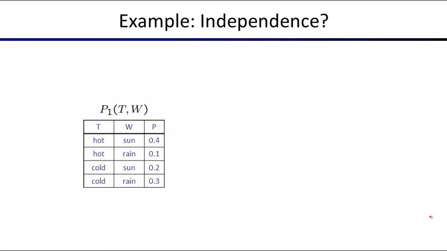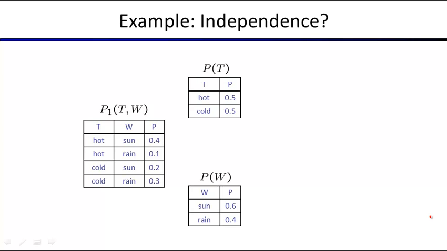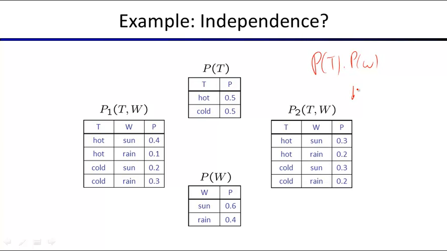Well, one way is to just look at the definition. That means building the marginals for temperature and weather, which we saw last time how to do. Once you build the marginals, then you can multiply these marginals together to build the joint based on a product of the marginals. So we will build PT times PW over here. That gives a new table.